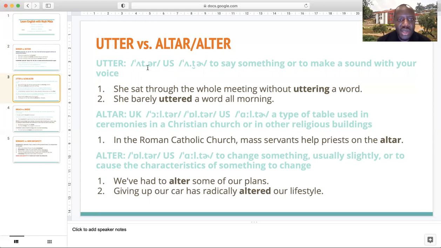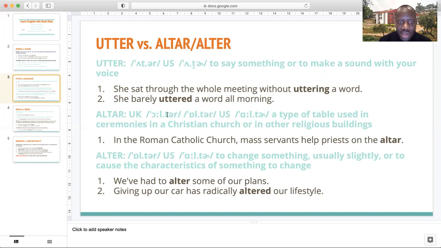Utter, to utter something, to say something, or to make a sound with your voice. That is the meaning of to utter. So it means to say something or to make a sound with your voice. And it is U-T-T-E-R. She sat through the whole meeting without uttering a word. She barely uttered a word all morning.